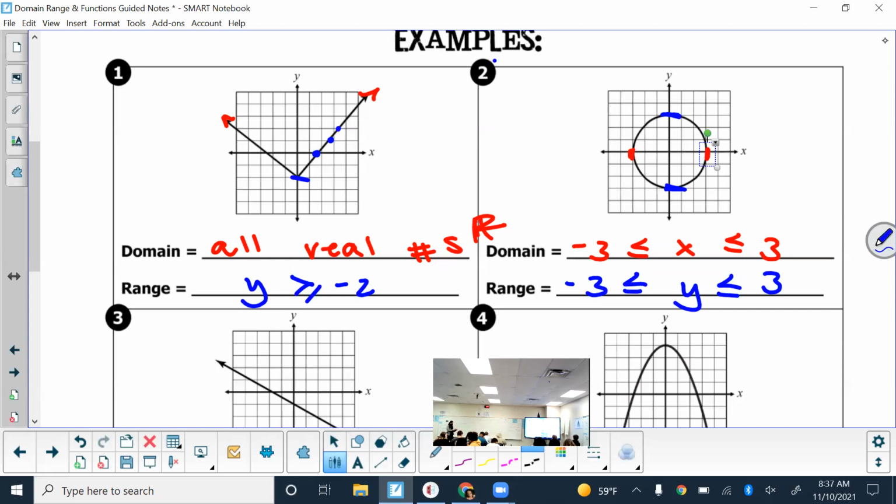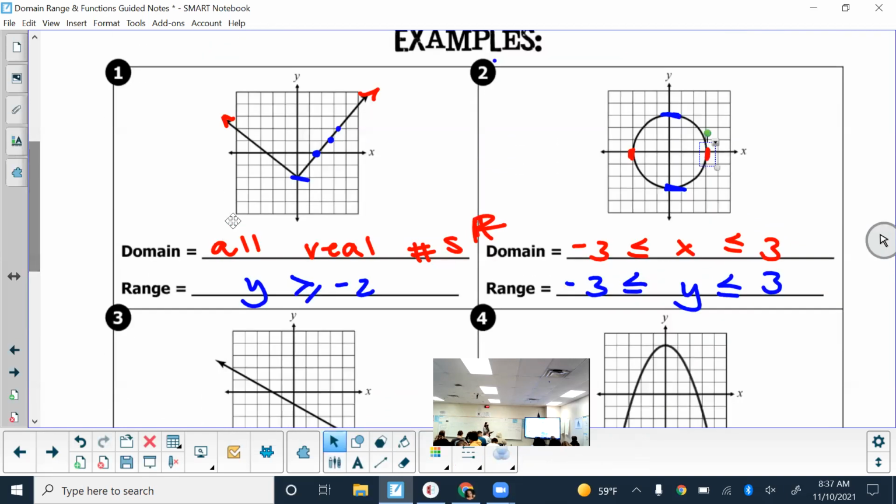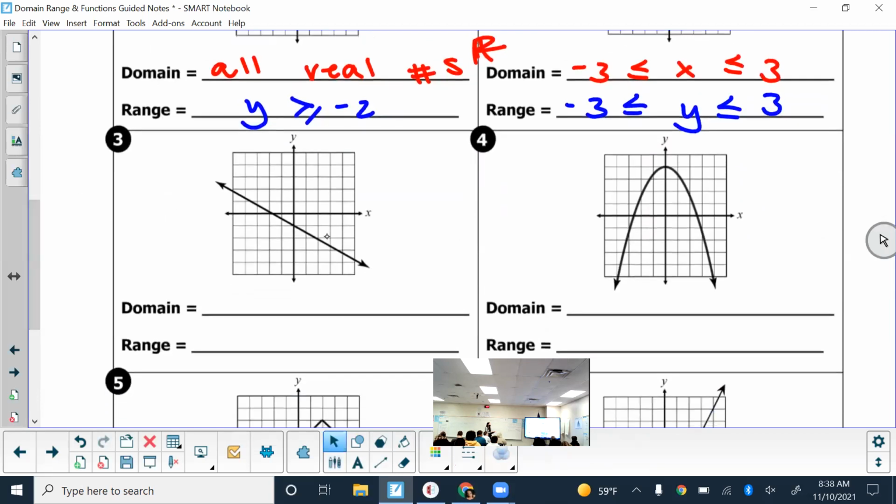All right, so then let's keep going. Some of them we'll do together, some of them I'll have you try on your own. So number 3, scan from left to right for your domain. Does it go infinitely to the left? Does it go infinitely to the right? So my domain is all real numbers.